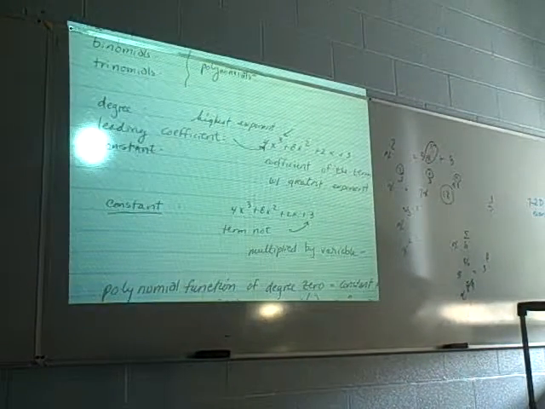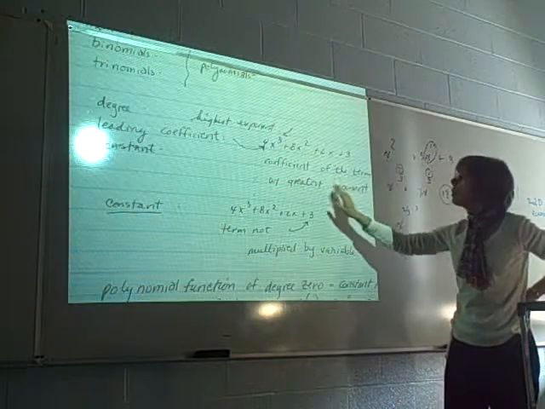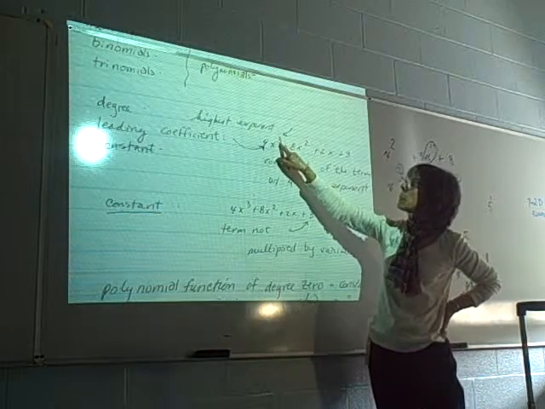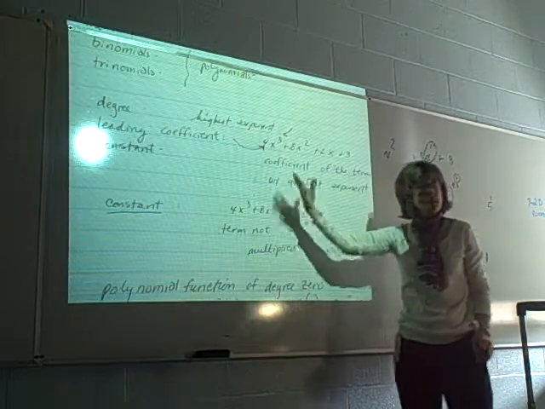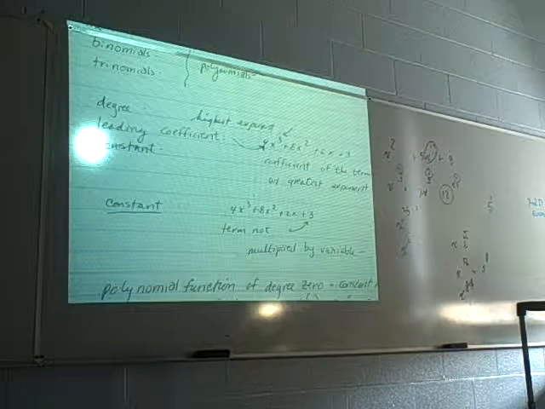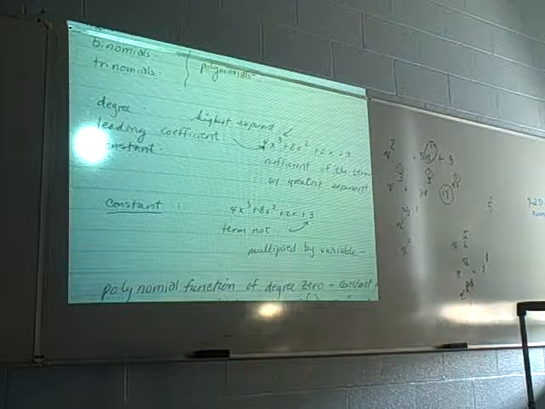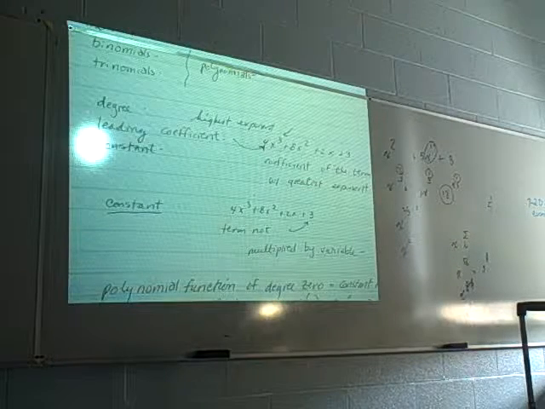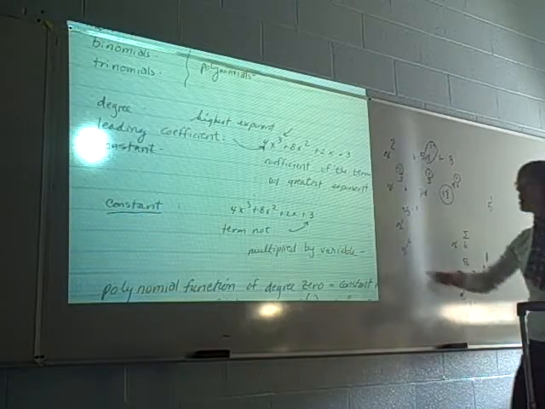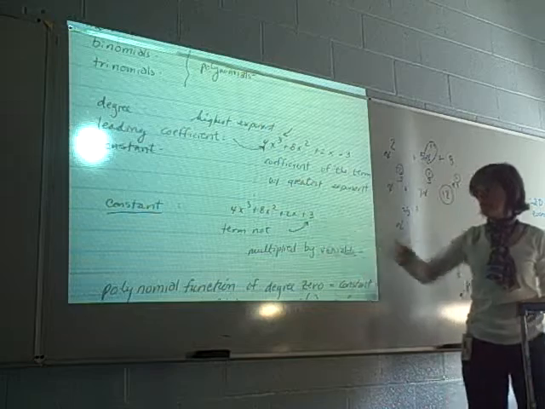A leading coefficient is the coefficient of the term with the greatest exponent. The greatest exponent is 3, so 4 is the leading coefficient. That makes sense. And then we have a constant. The constant is a term not multiplied by a variable.